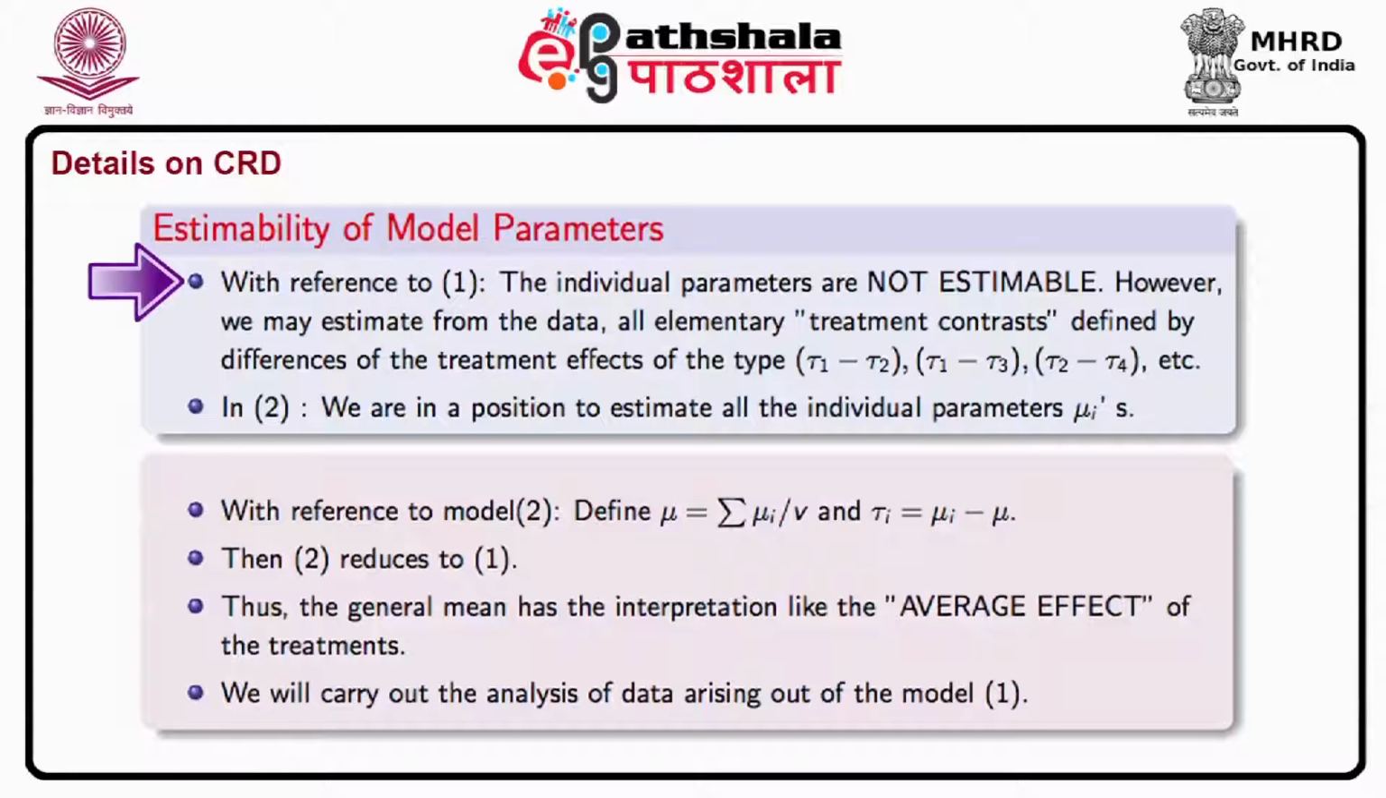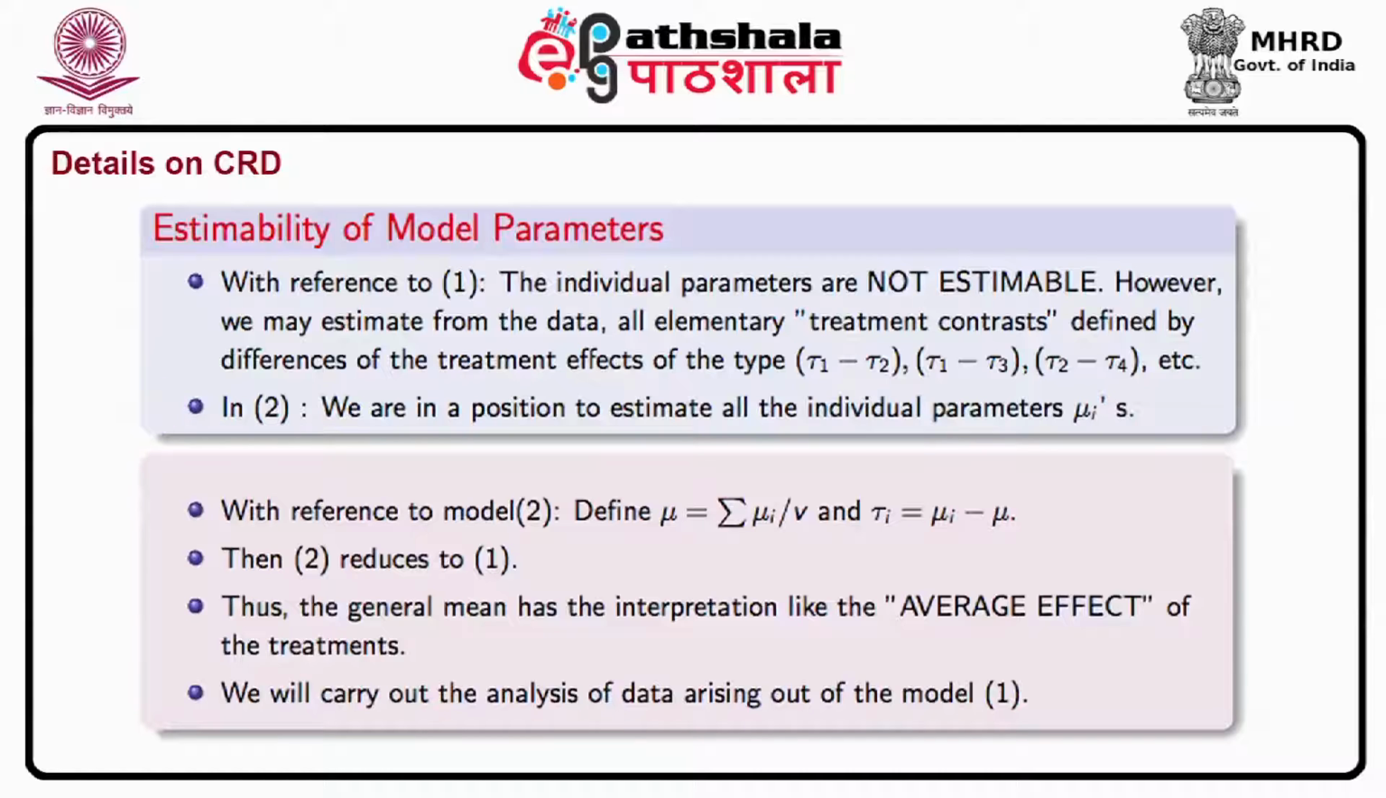Now, with reference to 1, the individual parameters are not estimable. However, we may estimate from the data all elementary treatment contrasts defined by differences of the treatment effects of the type tau 1 minus tau 2, tau 1 minus tau 3, tau 1 minus tau 4, and so on. Now, in 2, we are in a position to estimate all the individual parameters mu i's.